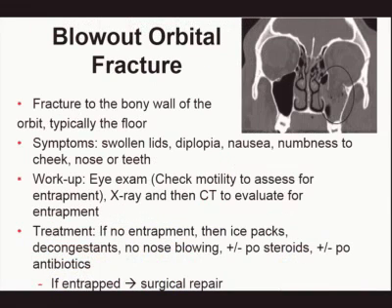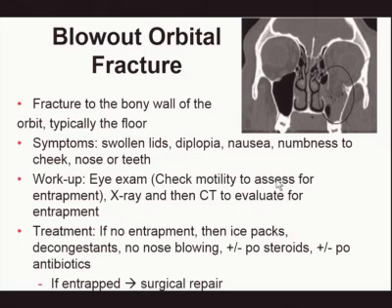A blowout orbital fracture is a fracture to the bony wall of the orbit, typically the floor. The symptoms will be a swollen lid, diplopia, nausea, and numbness to the cheek, nose, or teeth. For the workup, you want to do an eye exam to check the motility and assess for entrapment, and then do an x-ray or a CT scan to evaluate for entrapment. You can see here on the scan that the orbital contents are herniating down into the sinus.